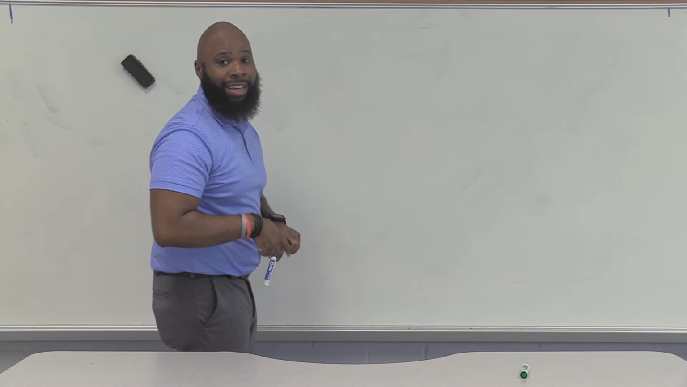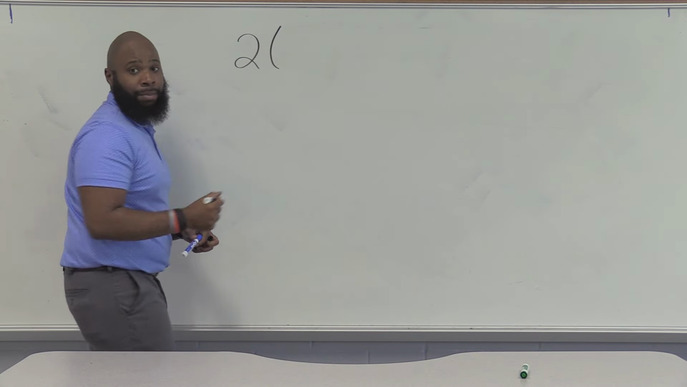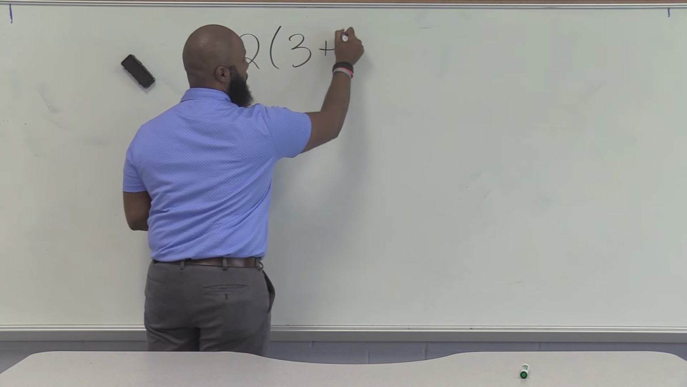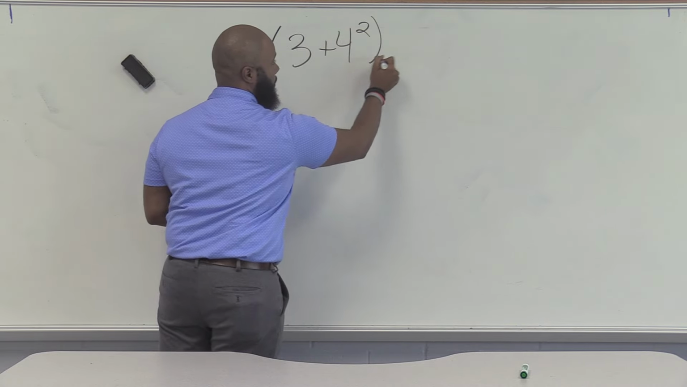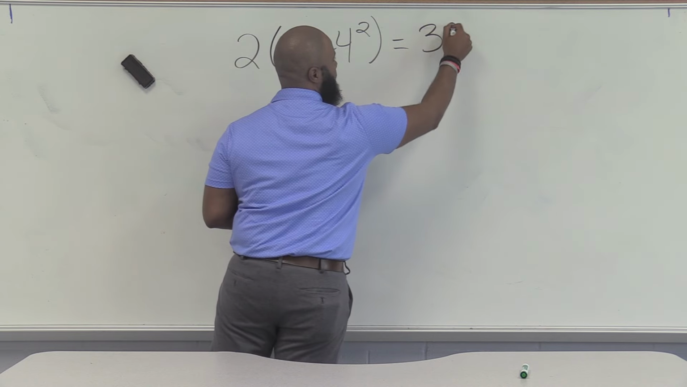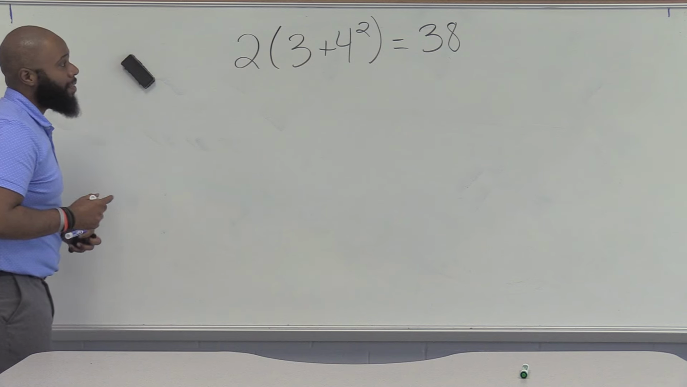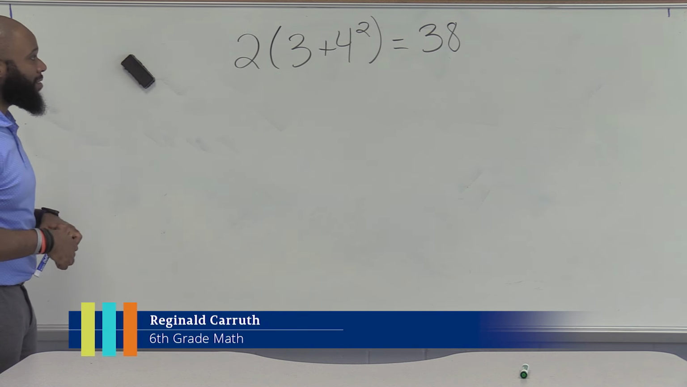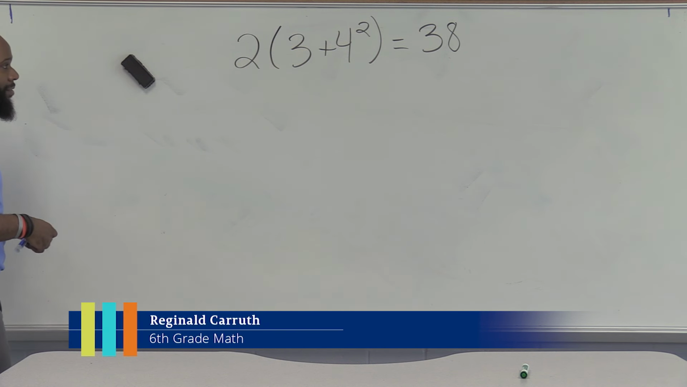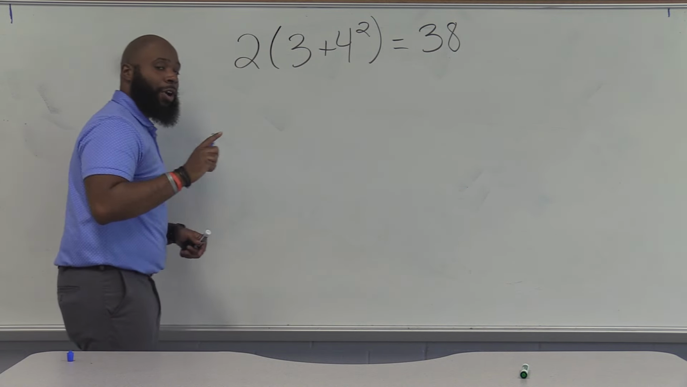This next problem is 2 times the quantity 3 plus 4 squared equals 38. I'm bringing back some things from our previous lessons. I want to see if you can get it. I want to know if this is true or false. We can test this out. So what do I start with first?